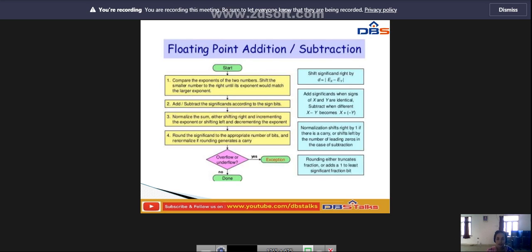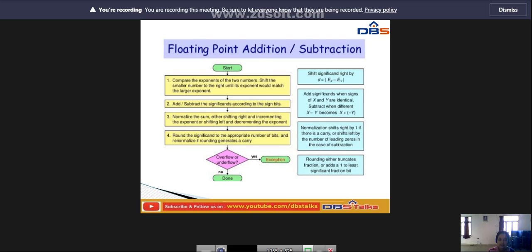So this is the flow chart of the floating point addition and subtraction. We are starting here, comparing the exponents of the two numbers A and B, and shifting the smaller number to the right until its exponent matches the larger exponent.